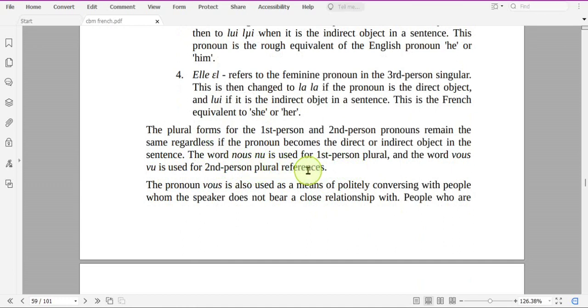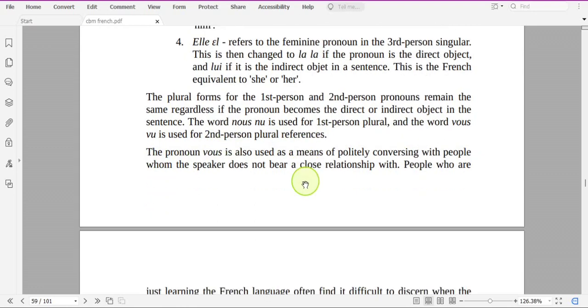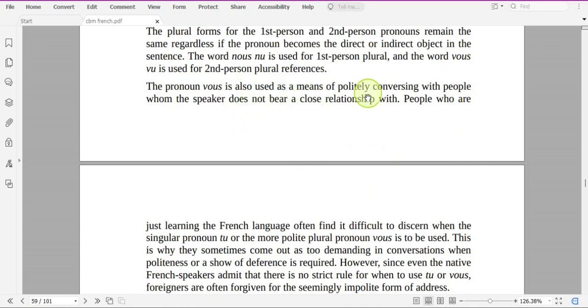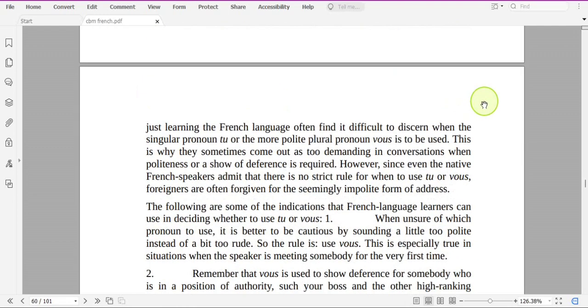The word nous is used for first person plural, and the word vous is used for second person plural references, like most of us already know. The pronoun vous is also used as a means of politely conversing with people whom the speaker does not bear a close relationship with. People who are just learning the French language often find it difficult to discern when the singular pronoun tu or the more polite plural pronoun vous is to be used. Tu is used when talking to people who are very familiar with you and vice versa, okay? But to command respect in a more formal setting, use vous to avoid being seen as disrespectful.